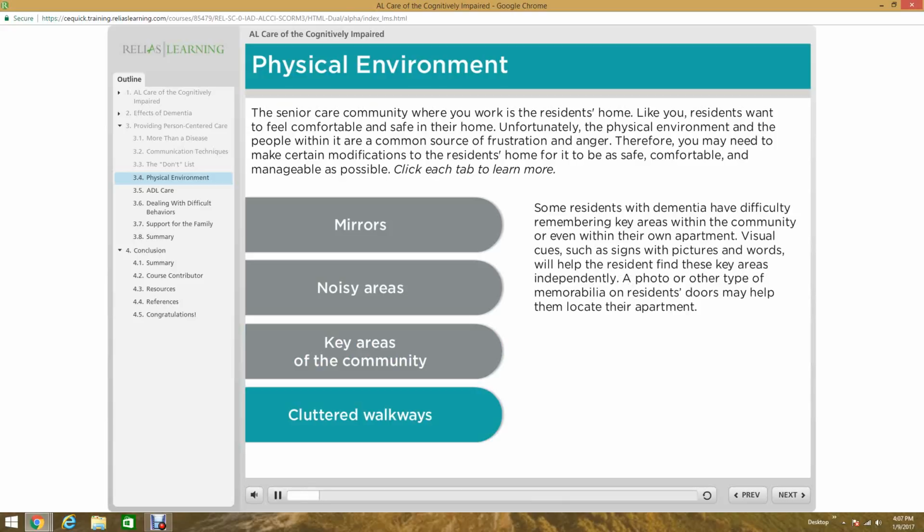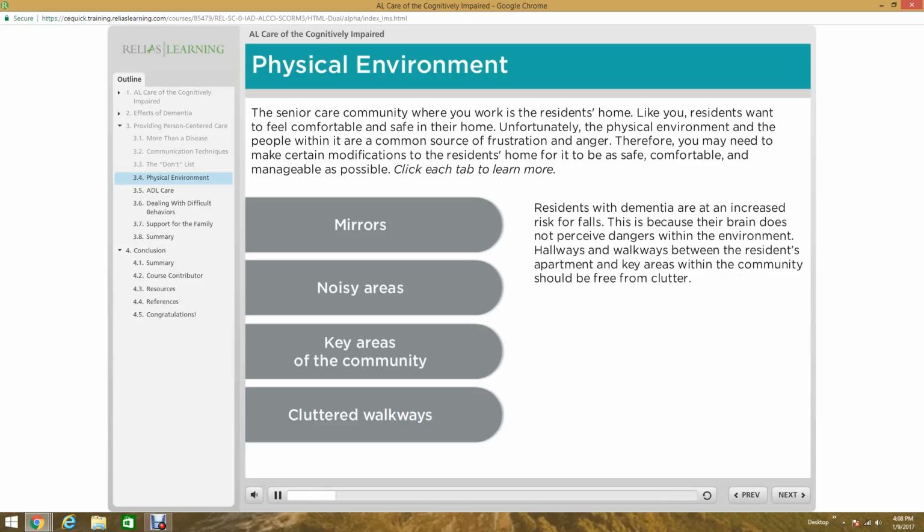Some residents with dementia have difficulty remembering key areas within the community or even within their own apartment. Visual cues such as signs with pictures and words will help the resident find these key areas independently. A photo or other type of memorabilia on residents' doors may help them locate their apartment.